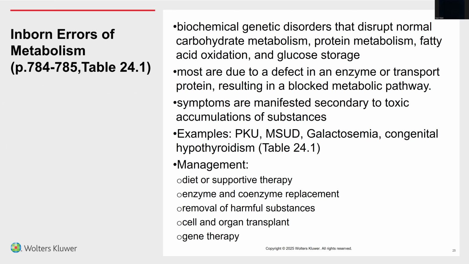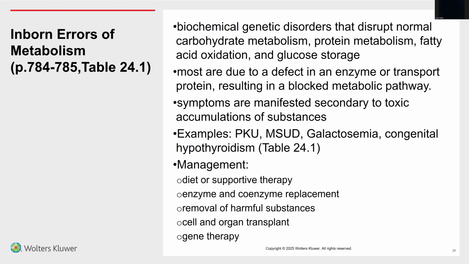These clients may need to be given enzyme or coenzyme replacement therapy. We have to remove the harmful substances from their diets. They may also need cell and organ transplantation or gene therapy. So successful outcomes for children with inborn errors of metabolism depends on early diagnosis and prompt intervention.